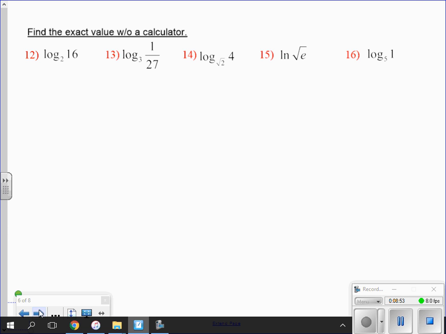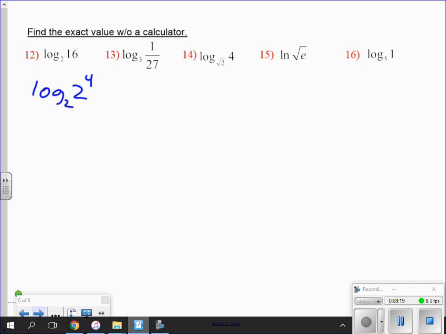Now with these ones, it's not so bad. It says to do it without a calculator. The idea is we want to figure out the easiest way to do this. Rewrite 16 as some power of 2. So this is log base 2 of 2 to what power? 4. To the 4th power.